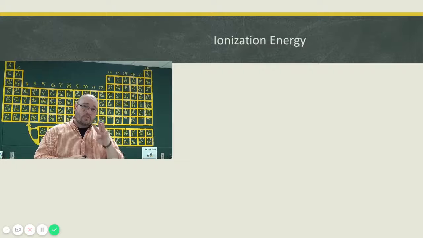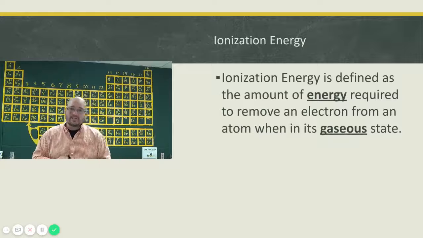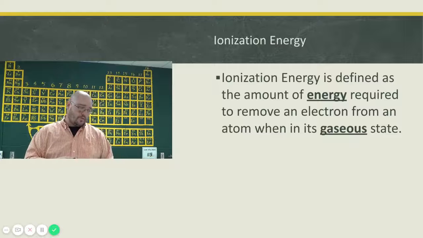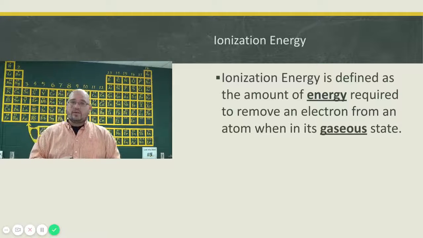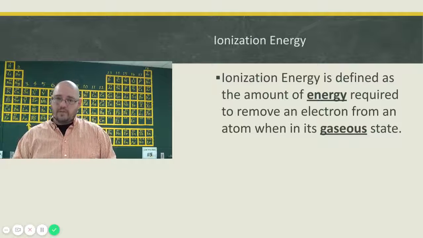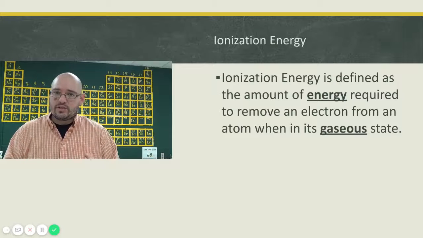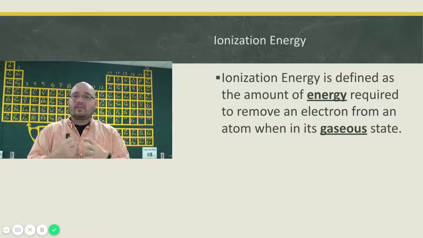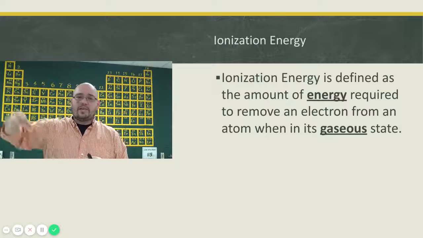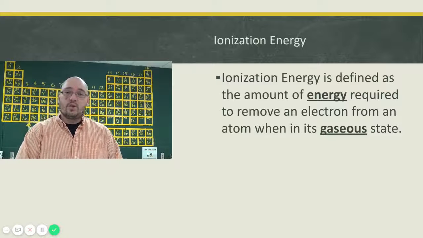All right. The third property that we're going to talk about is ionization energy. Ionization energy is defined as the amount of energy required to remove an electron from an atom when it's in its gaseous state. So when you have an atom in its gaseous state, and you want to pull an electron off of it, how hard is that? A high ionization energy means that the atom really likes its electrons and doesn't want to let go of them. A low ionization energy means it doesn't really care and says, take them away. It doesn't take a whole lot of energy to remove electrons if it has a low ionization energy.